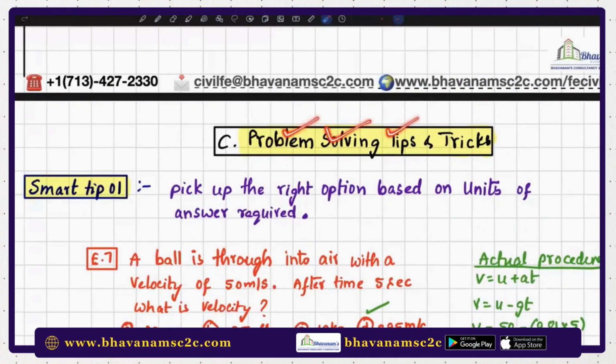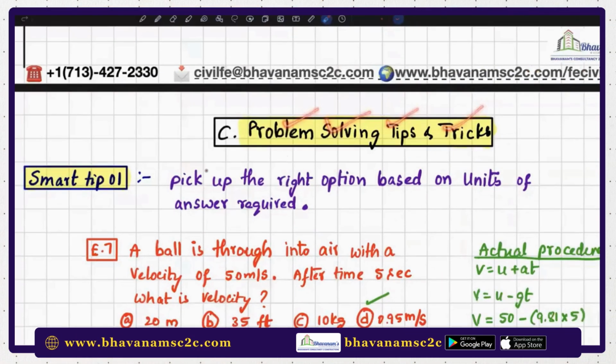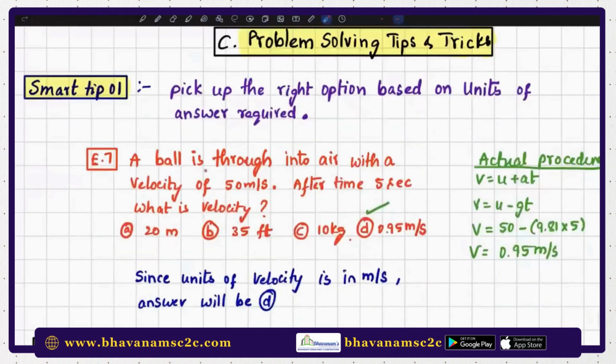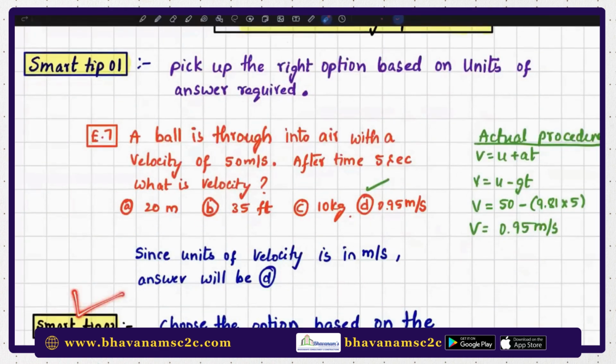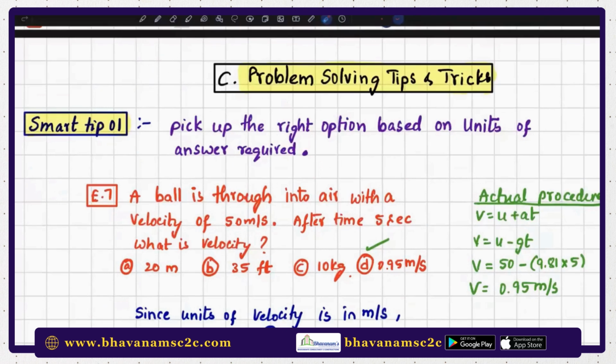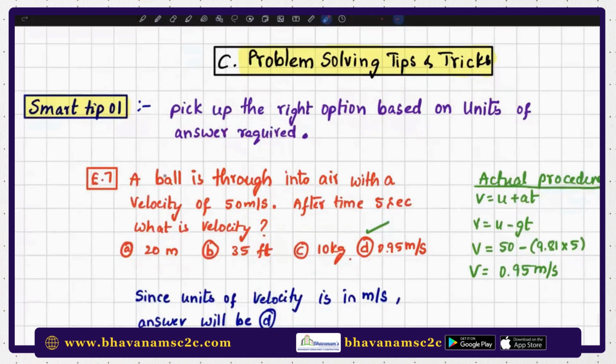Problem solving tips and tricks. So irrespective of the subject, our team always follows two tips here, smart tip 1 and smart tip 2. Tip 1 says to pick the right option based on the units of the answer required. Some of our team have attempted the FE exam. They have got the certification. Even they have seen such questions in the exam.